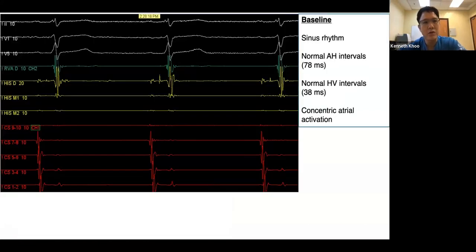So we brought the patient into our EP lab. We started off with a standard 3-wire diagnostic EP study. From here, we can see that it is normal sinus rhythm. The AH and HV intervals are within normal range, and there is concentric atrial CS activation.